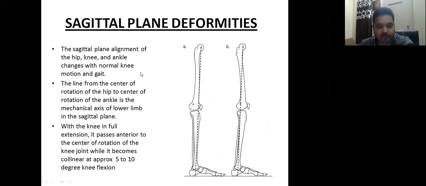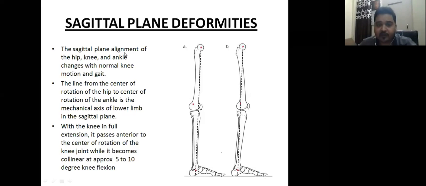Majority of them are in the coronal plane, but maybe we'll get sagittal plane deformity also, and later the oblique plane deformities also. We will be getting deformities. So I would like to talk about a few points on the sagittal plane deformity.